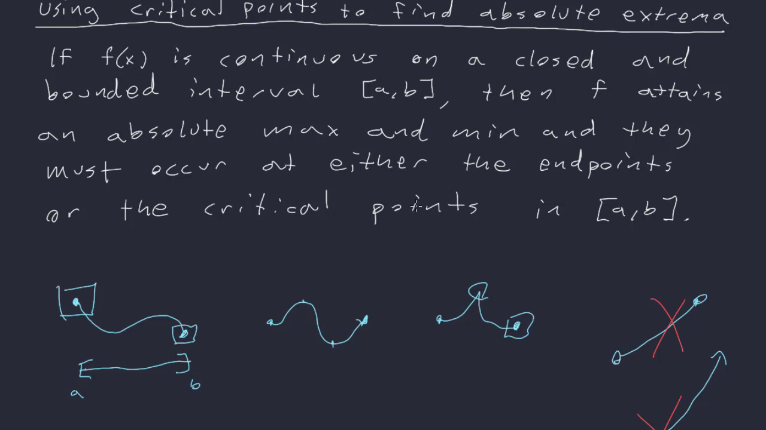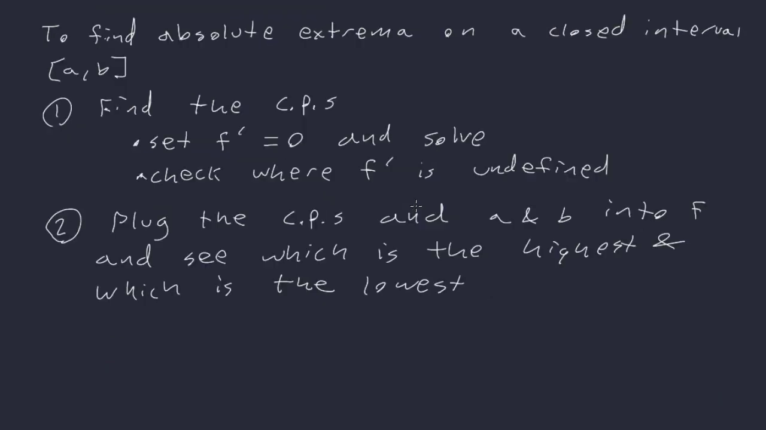Okay, so that means finding absolute extrema comes down to finding the critical points and then plugging everything in, critical points and endpoints, into the function and seeing which values are the highest and the lowest. All right, so essentially to find absolute extrema on a closed interval, a to b, it boils down to this. You find the critical points.